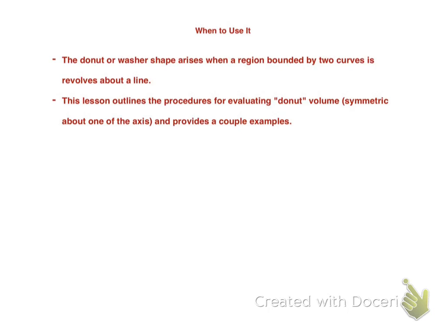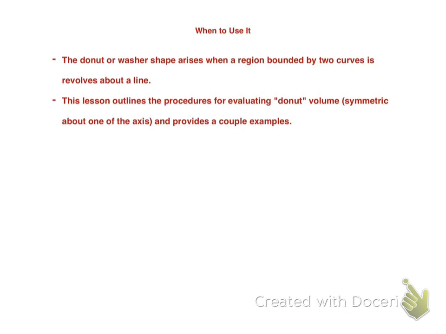This lesson outlines the procedures for evaluating donut volume, only symmetric about one of the axes. That's what we're talking about here, and we'll actually get into when it's not symmetric about the axis, when you're revolving regions about lines, like a random line that's not one of the axes, like maybe y equals 2 or something, and that's a later video. Probably the next lesson, actually, but some video off in the future. This video is only introductory to this whole new idea of volume. But in the next videos, I'll have some example problems.